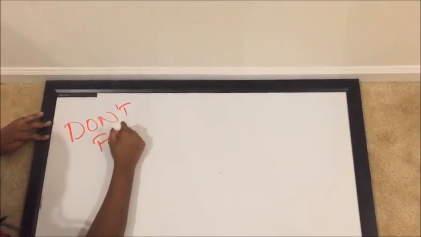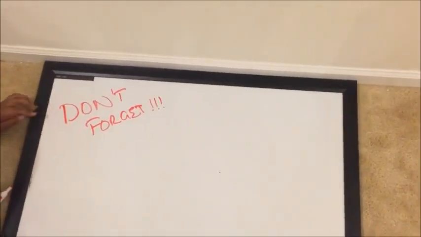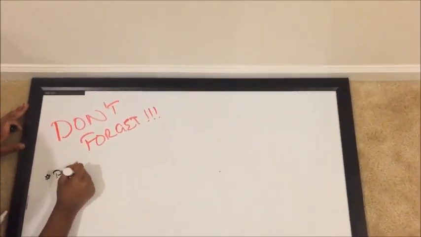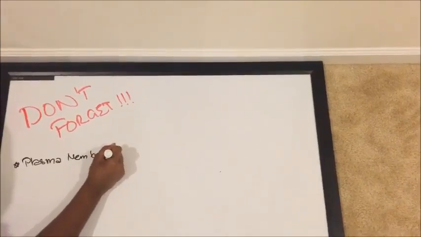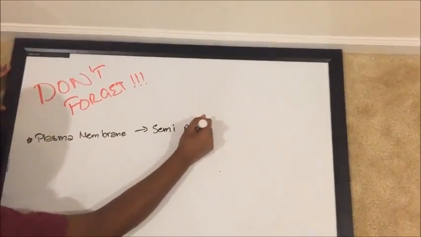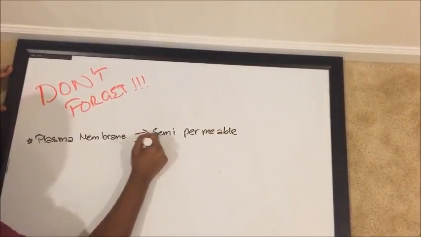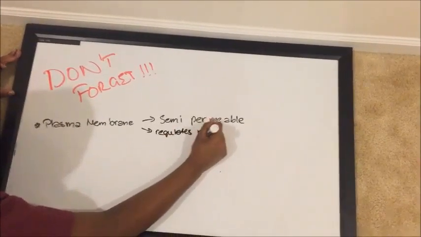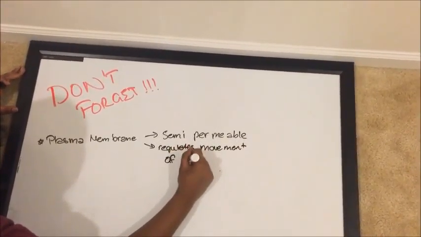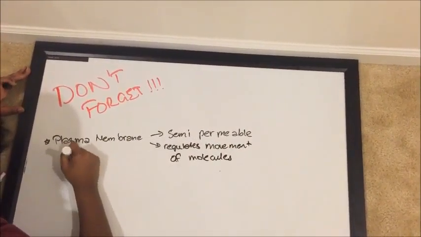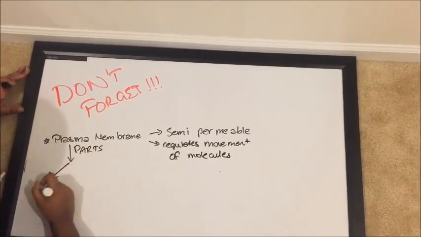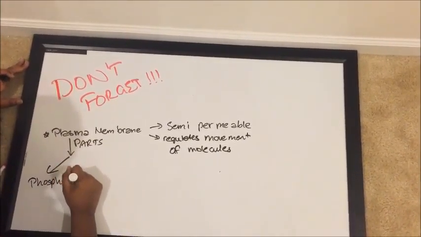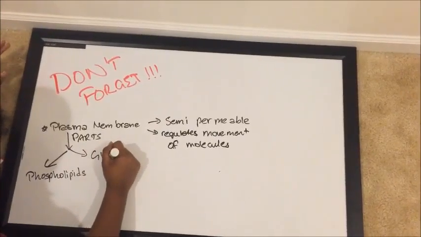Don't forget, the cell membrane is a semi-permeable membrane that regulates the movement of molecules in and out of the cell. The main parts of the cell membrane are phospholipids, glycoproteins, protein channels, and cholesterol.